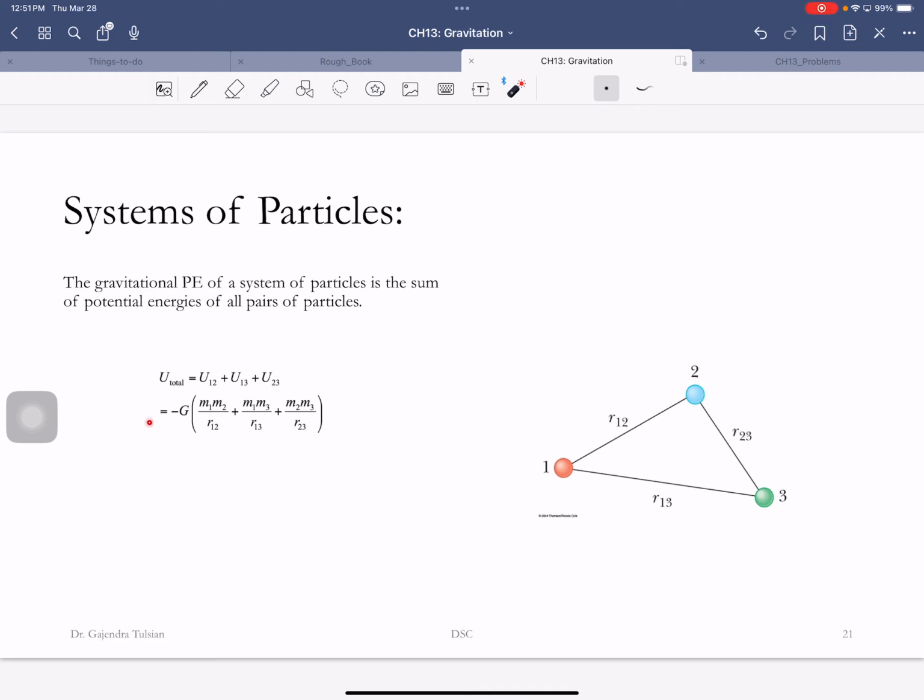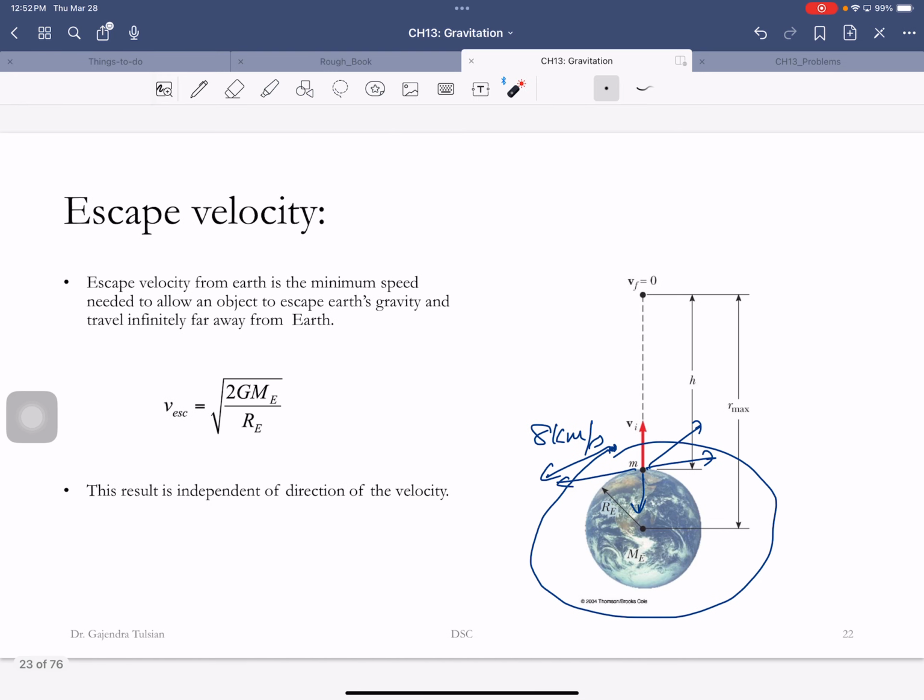What does this energy represent? Let's say these objects were at rest, and they're attracting each other, and you want to take them away to infinity. This is how much energy you would have to put in. So if this was minus 1,000 joules, you put in 1,000 joules and they would all go to infinity. We learned the idea of escape velocity. What is escape velocity, my friends?